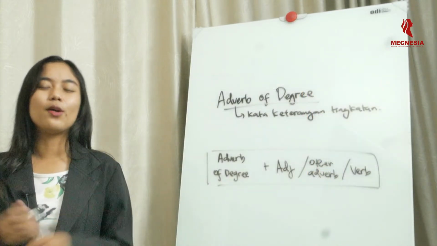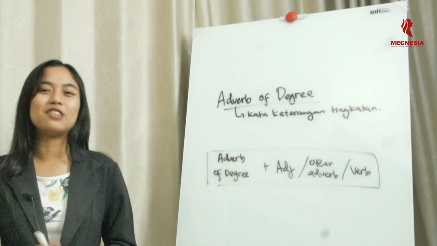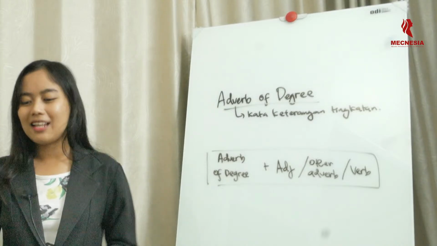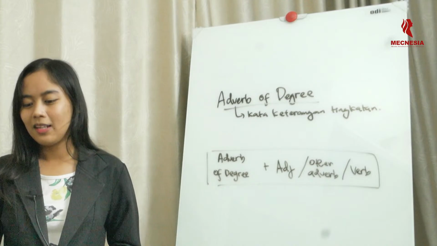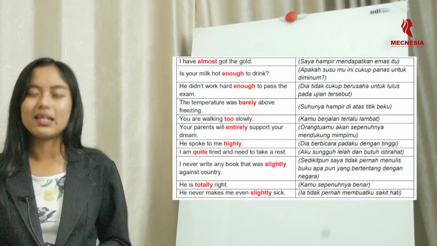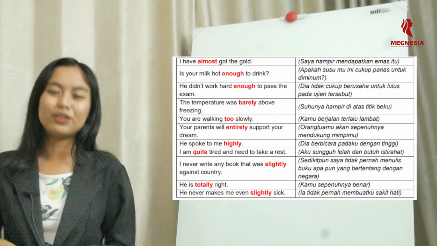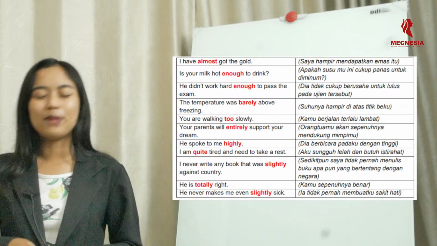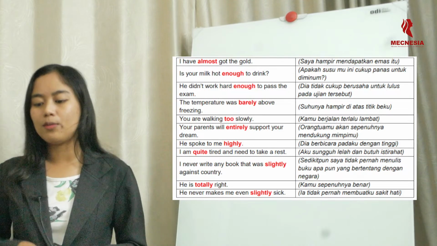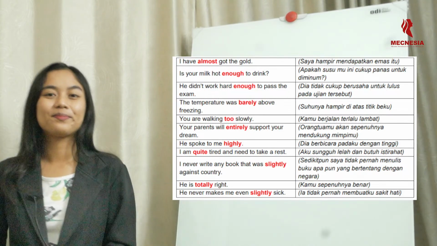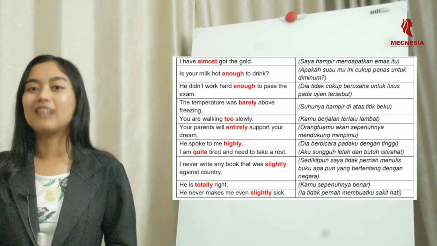Now, let's take a look on how do we use it in the sentence. Mari kita perhatikan penggunaannya dalam satu kalimat. Okay, you can see it on your screen. Bisa kalian perhatikan di layar kalian. We have some example there. Kita punya beberapa contohnya di sana. The first one we have, I have almost got the gold.